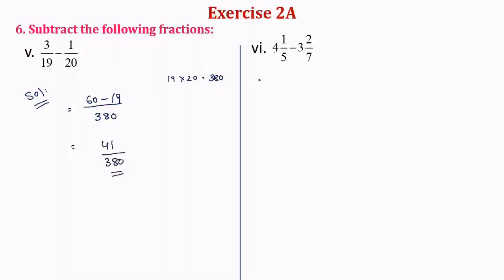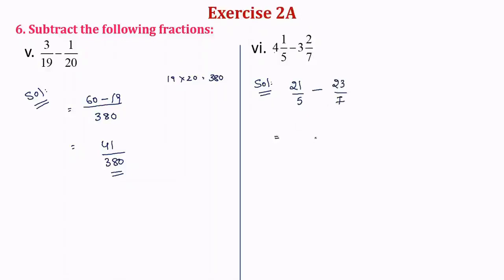Next, 4 1 by 5 minus 3 2 by 7. So here first you have to convert the mixed fractions into improper fractions, which is 5 4s are 20, 20 plus 1, 21 by 5, minus 7 3s are 21, 21 plus 2, 23 by 7. Now we have to take the LCM of the denominators. So what will be the LCM of the denominators?